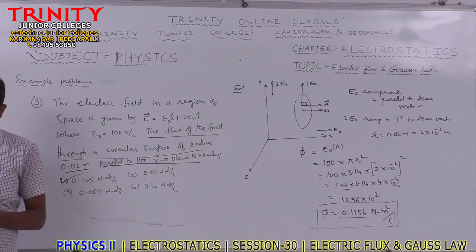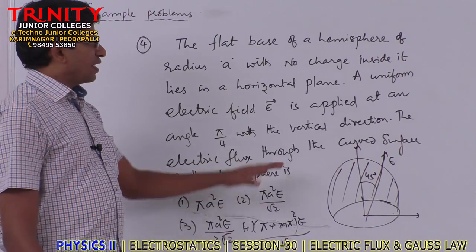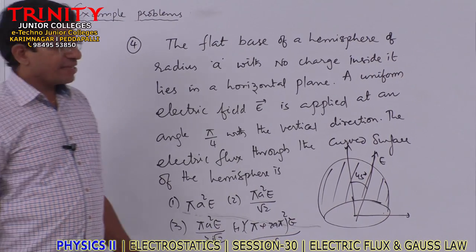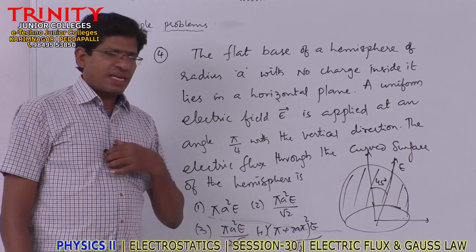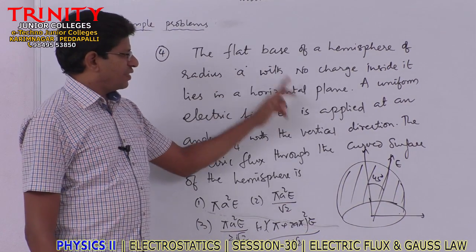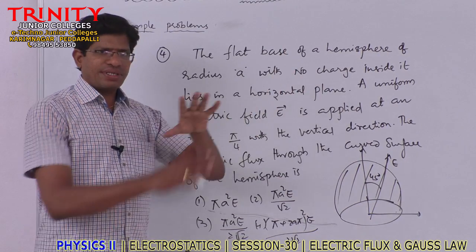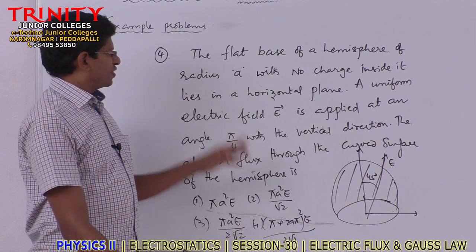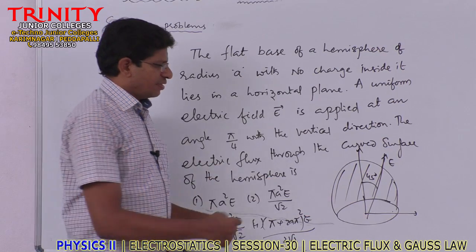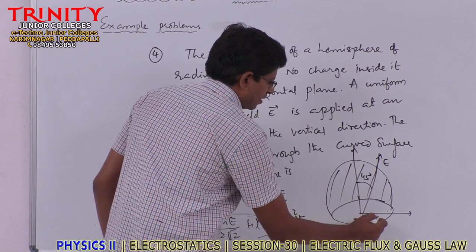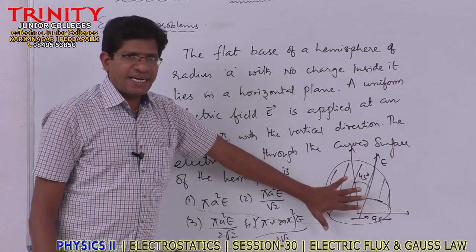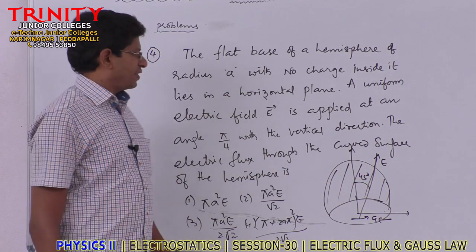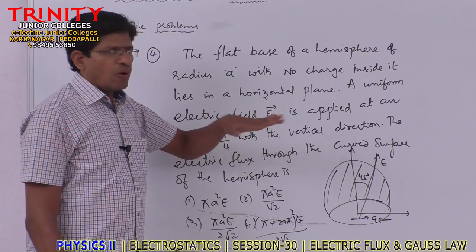Take down this. Let us get into the next one. Now students, let us get to one more interesting question here. Let me read out the question for clarity's sake. The flat base of a hemisphere, it's a hemisphere, right? Half the sphere of radius a is given. The radius is a. Now with no charge inside it, that is given, it lies in a horizontal plane.